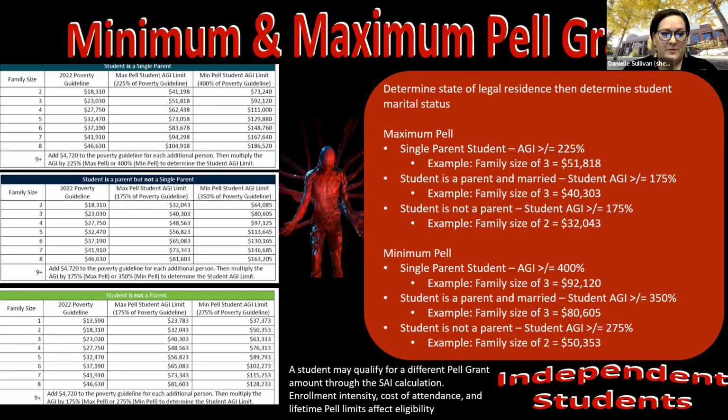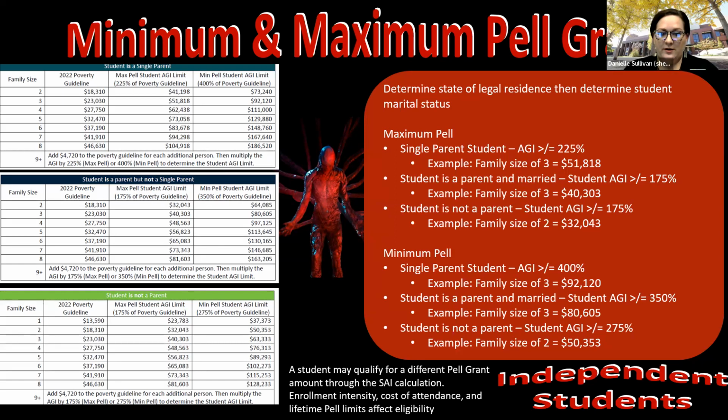So let's move to minimum Pell Grant. If the student is a single parent and their AGI for a family of 3 is at 92,120, because they're at 400% or less than 400% of the poverty guideline, then they'd qualify for a minimum Pell Grant. Look how high that AGI is. No one in this situation would get a Pell Grant this year with that high of an AGI. So it's really making some positive changes, I think.